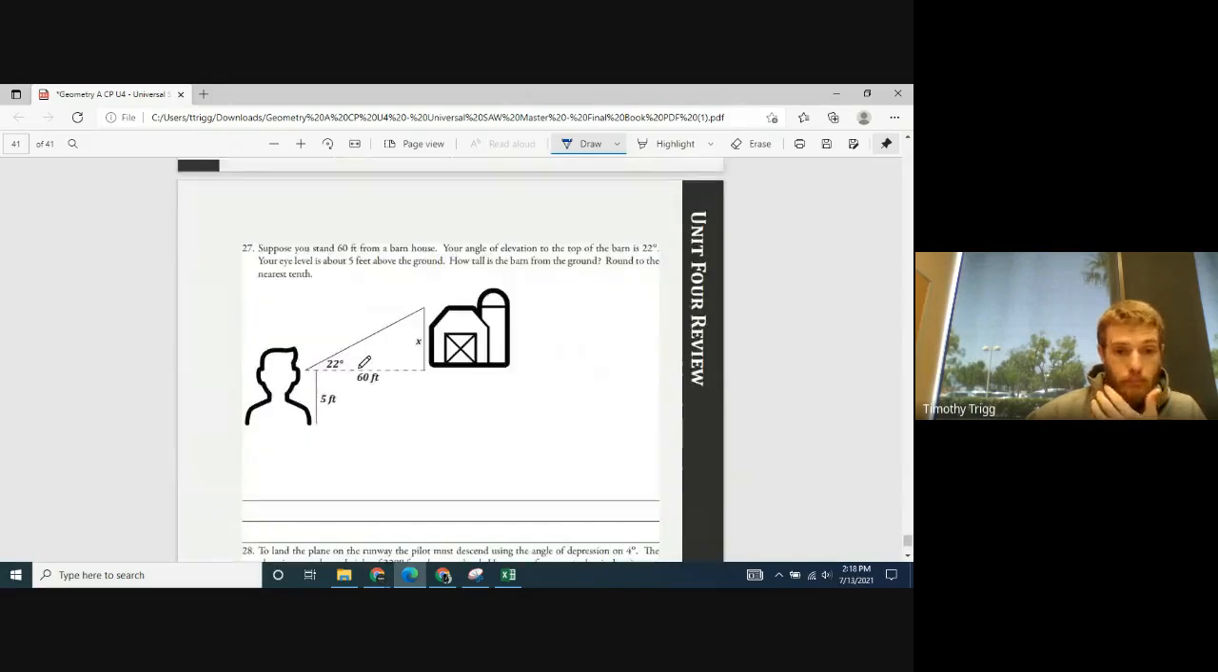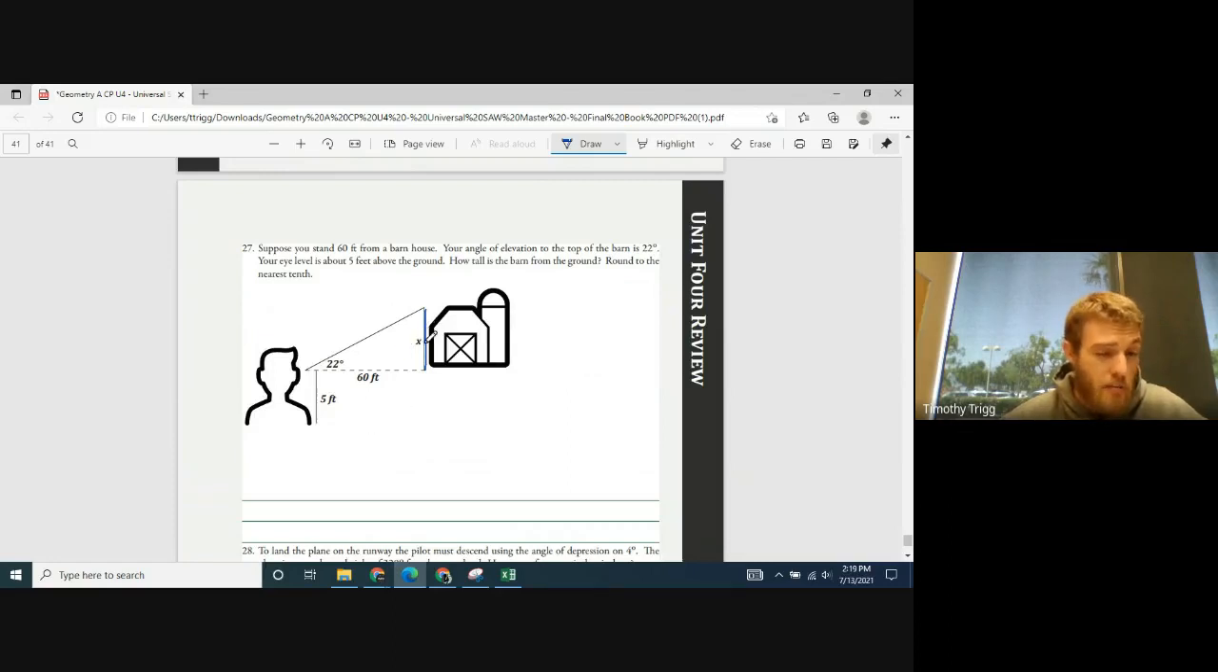Almost done. 2 more. 27. Suppose you stand 60 feet away from a barn house. Your angle of elevation to the top of the barn is 22 degrees. Your eye level is about 5 feet above the ground. How tall is the barn from the ground? So we want to find the height of the barn basically here. Okay. It's not a very good picture because this person is like bigger than this barn, but let's go ahead and work it out.